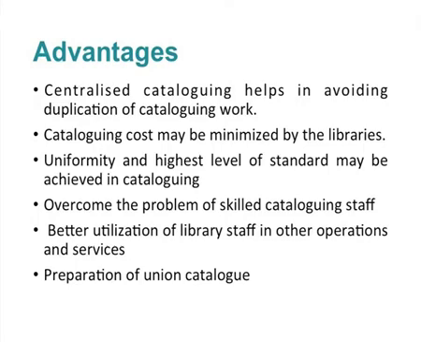Centralized cataloging also helps in avoiding duplication of cataloging work. Apart from that, cataloging costs may be minimized by the library, and uniformity and the highest level of standard may be achieved in the cataloging. Another problem is that we also face a shortage of skilled manpower to do the cataloging, because sometimes we do not have funds to recruit staff, sometimes we do not get qualified staff. To overcome all these problems, centralized processing can be very helpful for libraries, along with better utilization of staff, which we have already discussed, and we can also think about preparing the union catalog with this. So, these are some of the main aims and benefits.